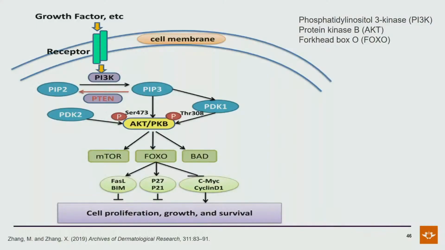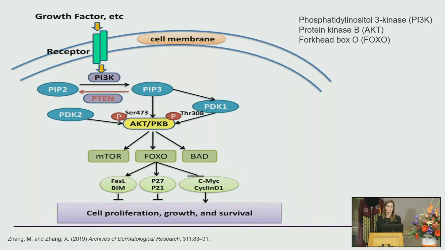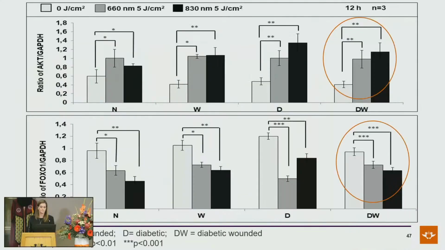This diagram represents the AKT FOXO cellular pathway. AKT plays a central role in cellular functions such as cell proliferation and survival. Increased levels of AKT cause a decrease in FOXO levels, which directly attenuates oxidative stress to maintain proliferation and migration and to promote wound healing.